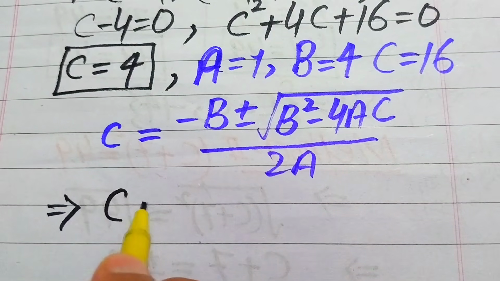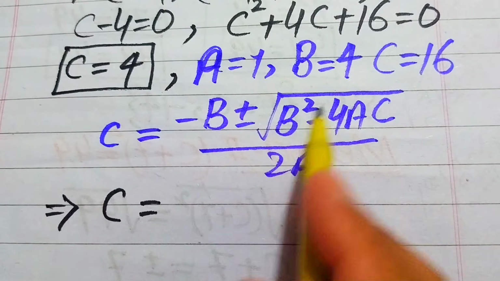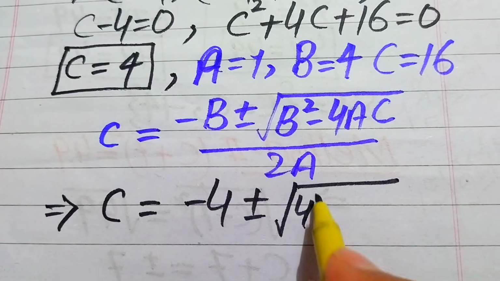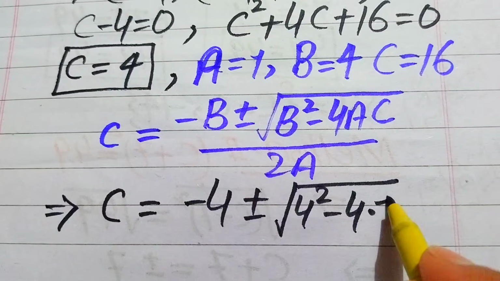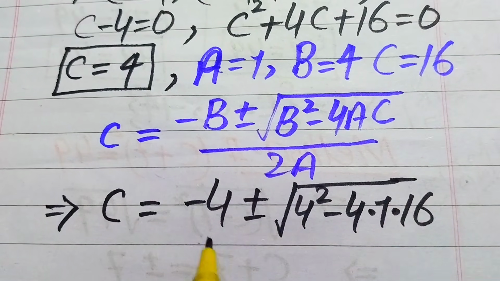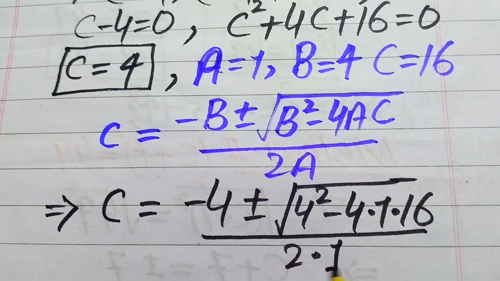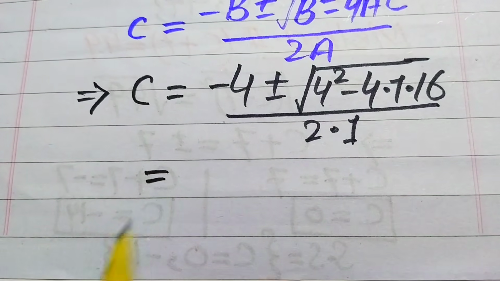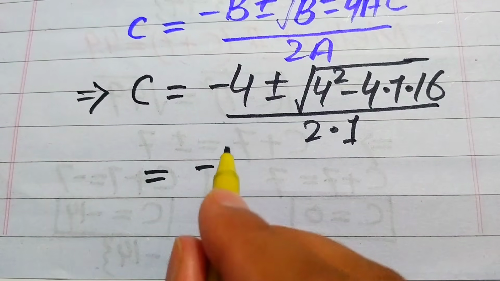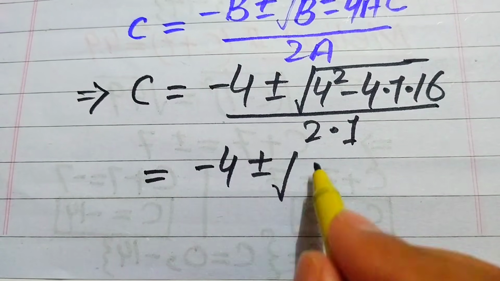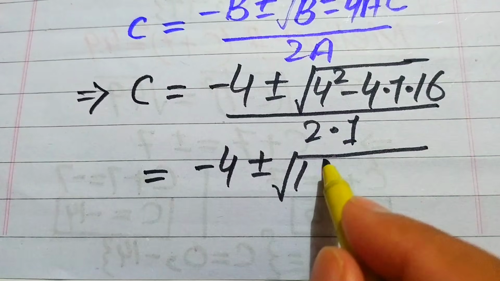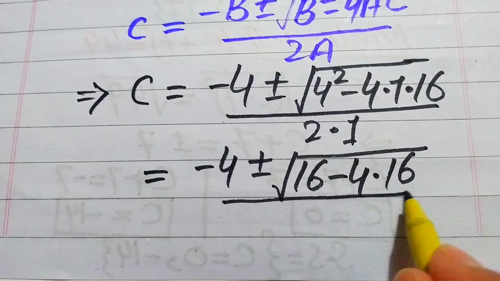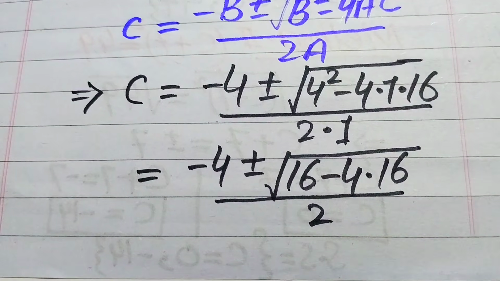This is our quadratic formula, and here we substitute all the values of a, b and c, and we get our remaining roots. So we have minus b, the value of b is 4, plus minus square root of 4 squared minus 4 times a is 1 and c is 16, and it is divided by 2 times a, and here our a is equal to 1. So further in the next step we need more simplifications here, and we get minus 4 plus minus square root of 4 squared becomes 16 minus 4 times 16, and it is divided by 2.